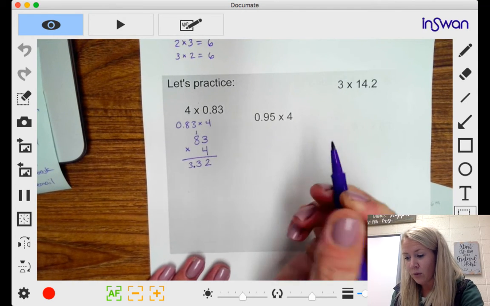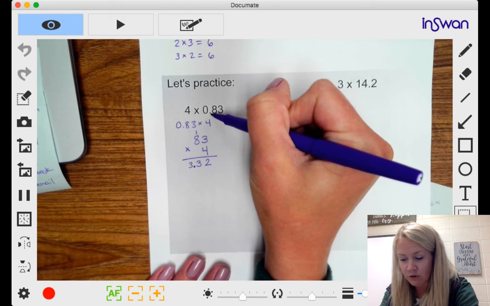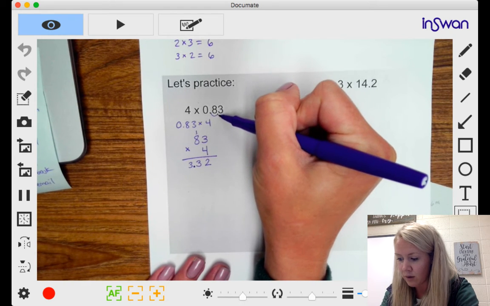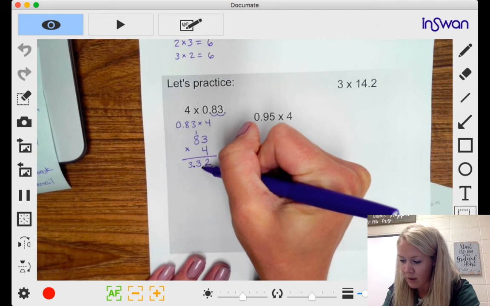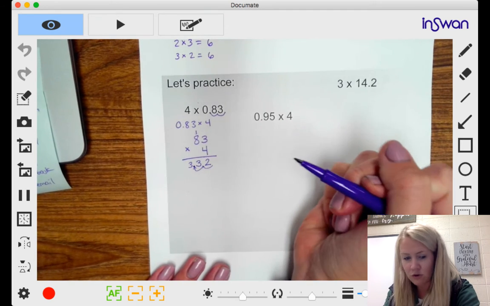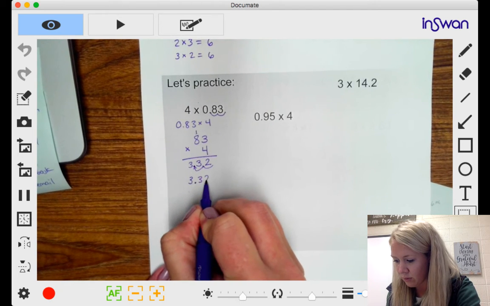Instead of always having to go through that, another way to know where the decimal goes is to look at your original problem. There are 1, 2 decimal places, so I need to work my way back in 1, 2 places. So an answer of 3.32 for this one.